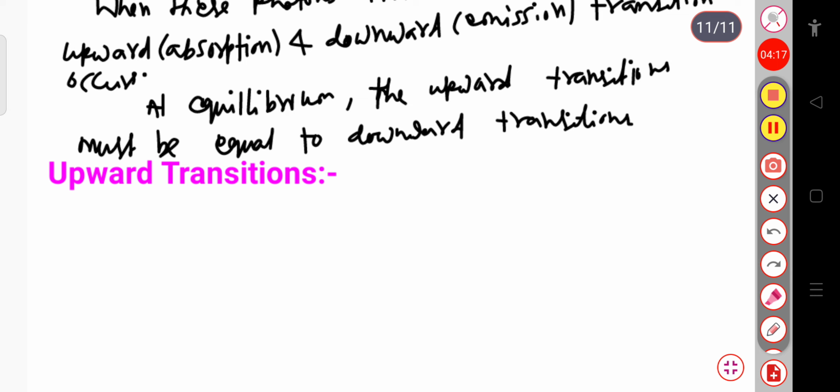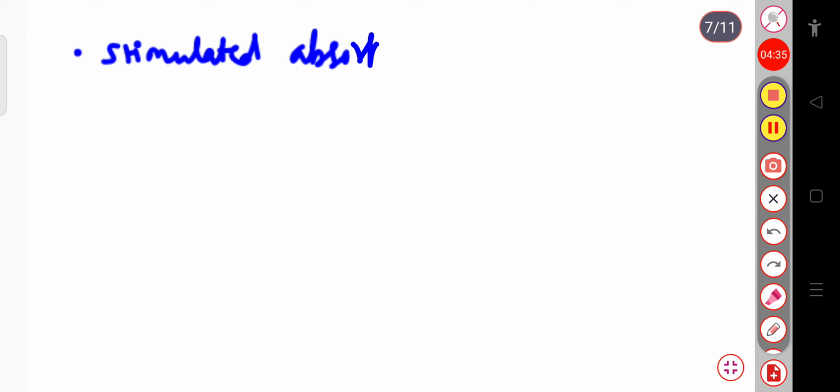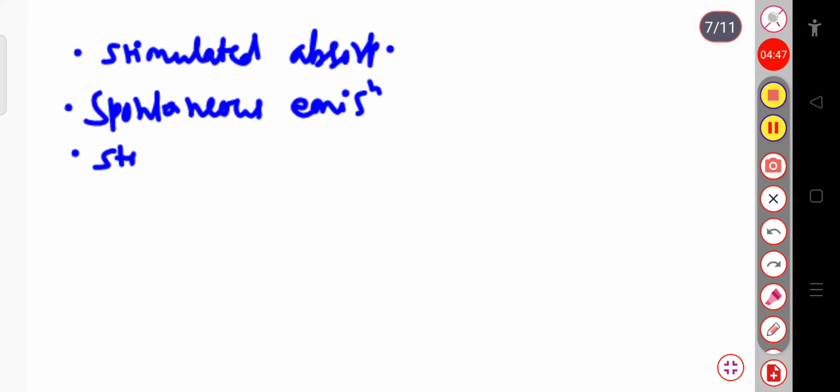So the stimulated absorption, if you can remember, in the previous classes we have already discussed about this upward transition. There are basically three phenomena we have discussed: first stimulated absorption, the next spontaneous emission, and stimulated emission. So what are these three concepts? Let me tell you once again.